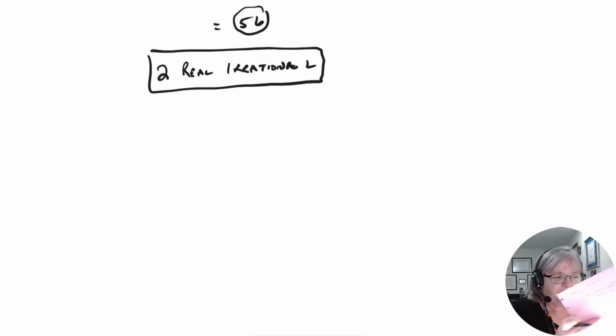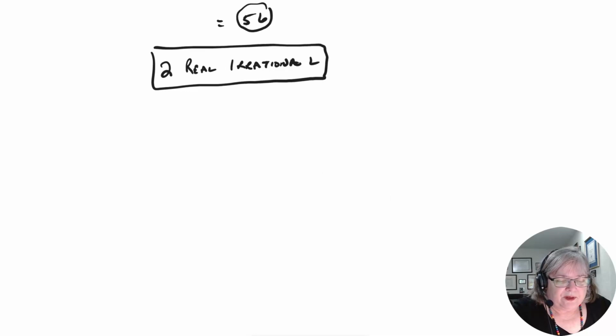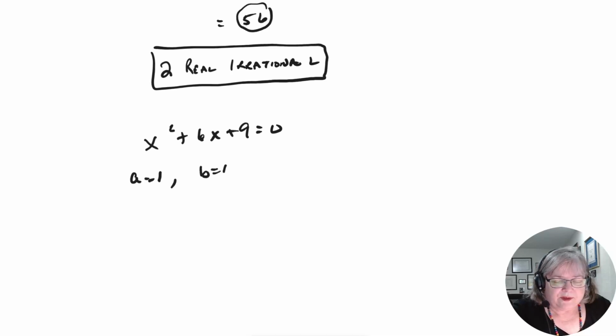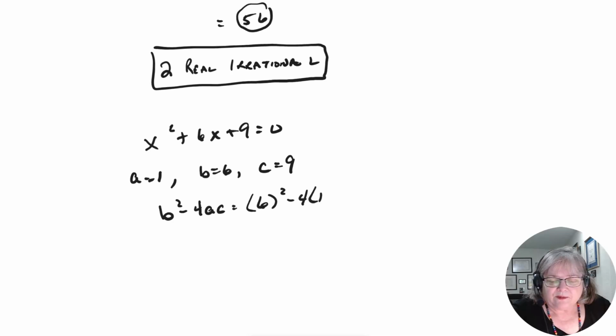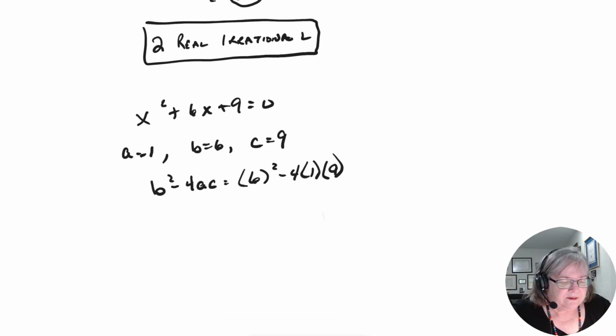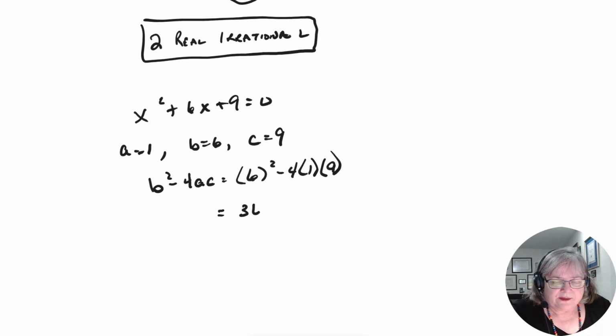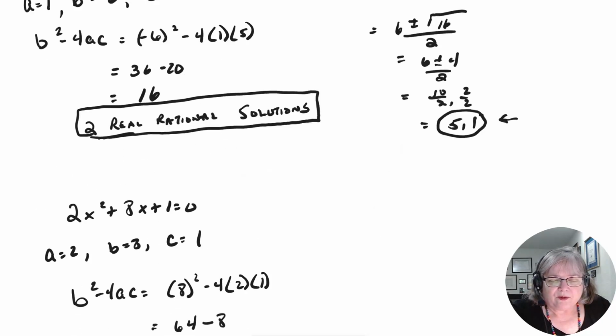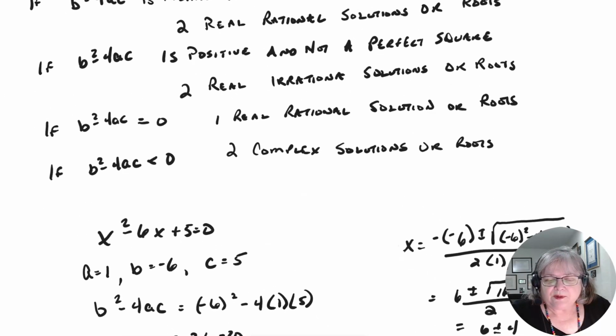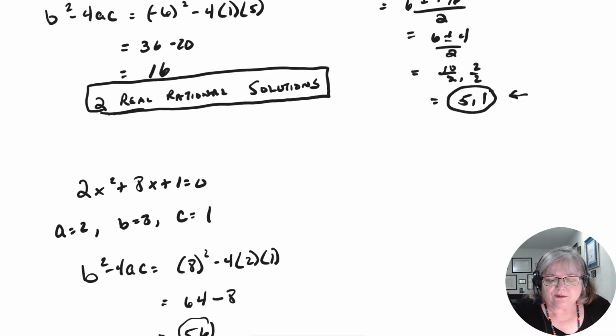All right, now let's do x squared plus 6x plus 9. A is equal to 1, b is equal to 6, c is equal to 9. So b squared minus 4ac would be 6 squared minus 4 times 1 times 9, which is 36 minus 36, which turns out to be 0. And according to our rule, it's equal to 0. You have one real rational solution, right?